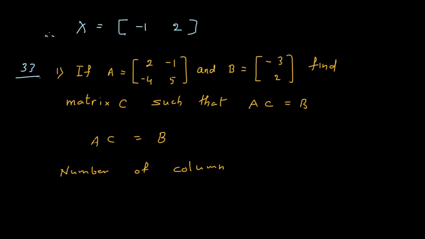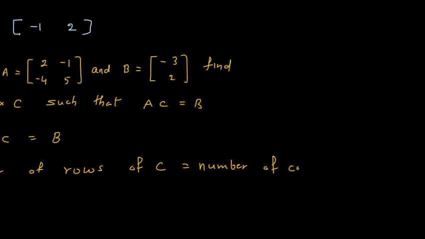No, it is right. Number of rows only. Number of rows of C is equals to number of column of A. Number of row of C is equals to number of column of A. So which is equal to number of column of A. So we have 2 columns, so it is 2.